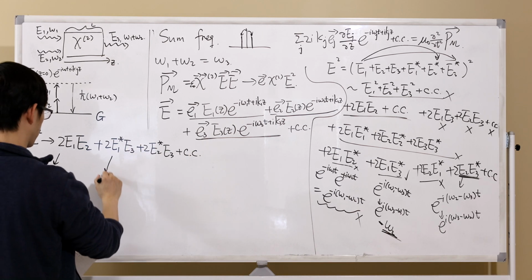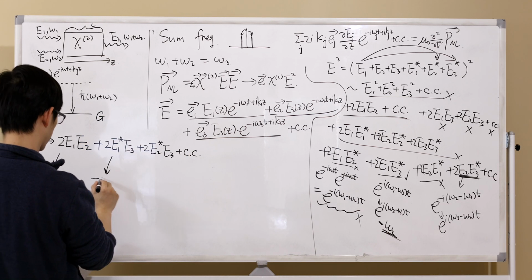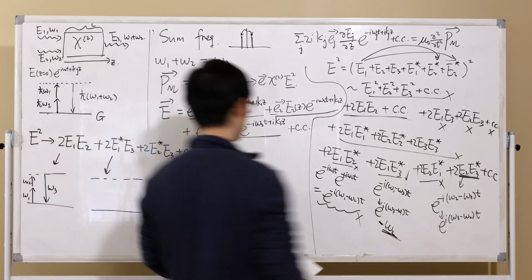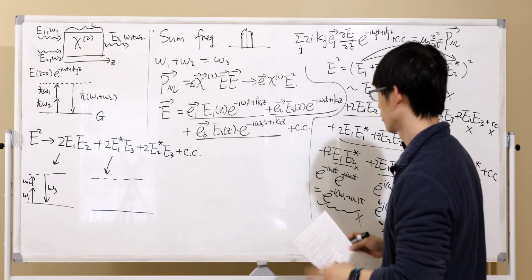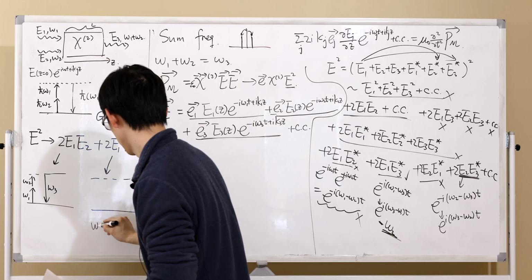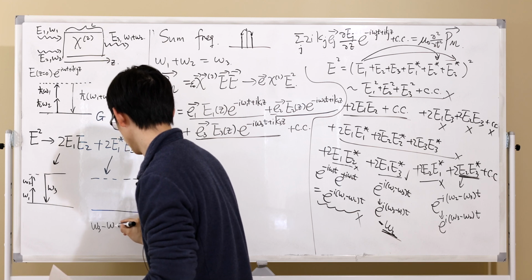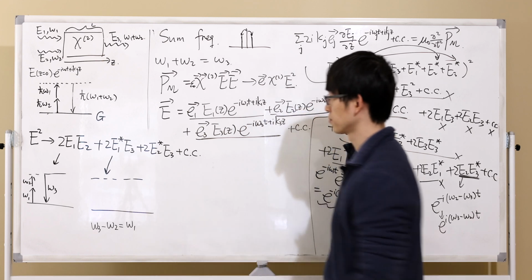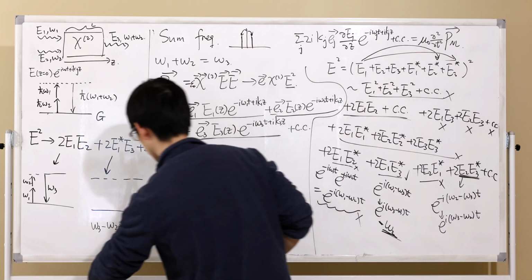So the physical process this corresponds to is omega 3 minus omega 2 equal to omega 1. Sorry, my mistake. Omega 1.